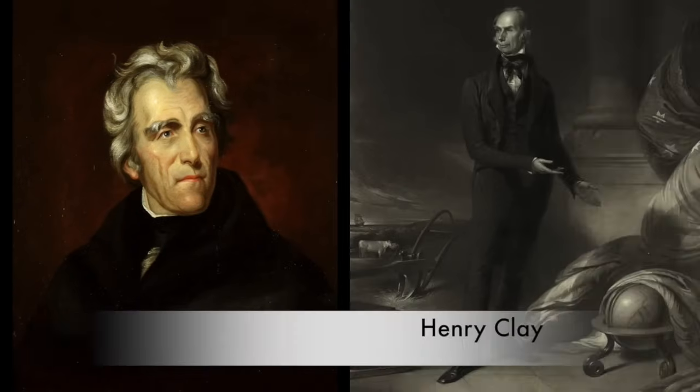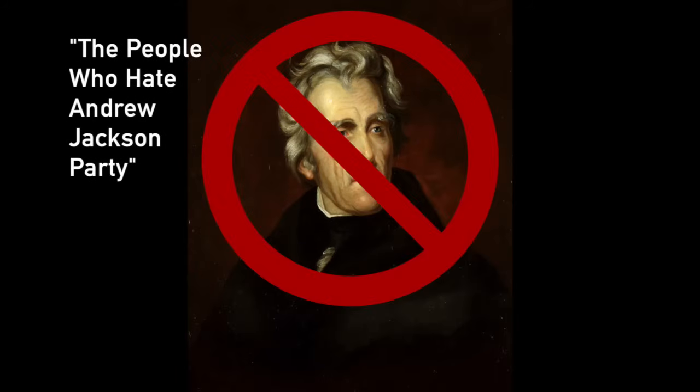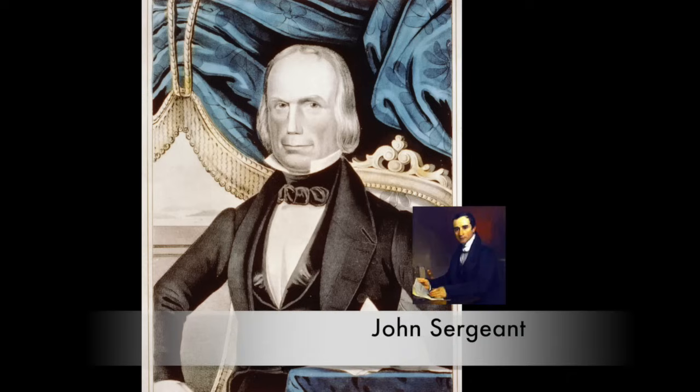Jackson's opponents were led by, you guessed it, Henry Clay. Clay accepted the nomination to run against Jackson for the newly formed National Republican Party. Another name for that party could have been, quote, the People Who Hate Andrew Jackson Party. John Sargent from Pennsylvania was Clay's running mate this time.